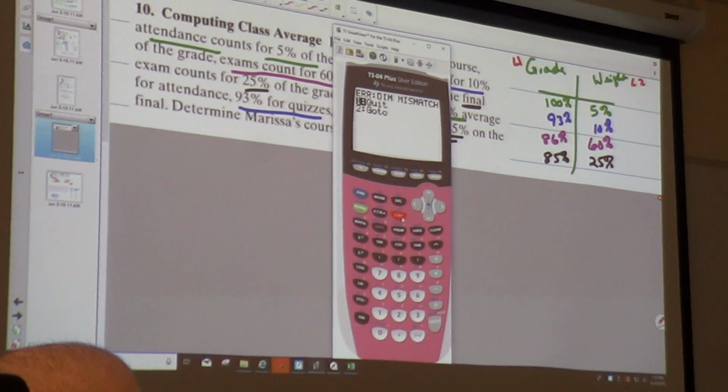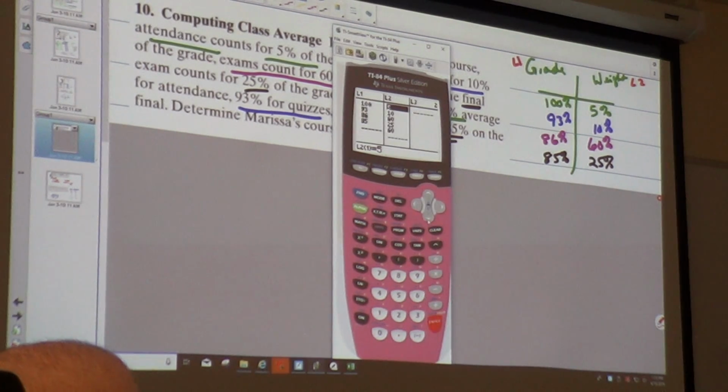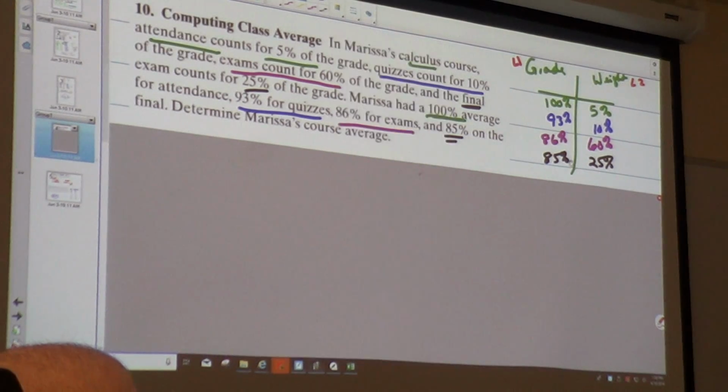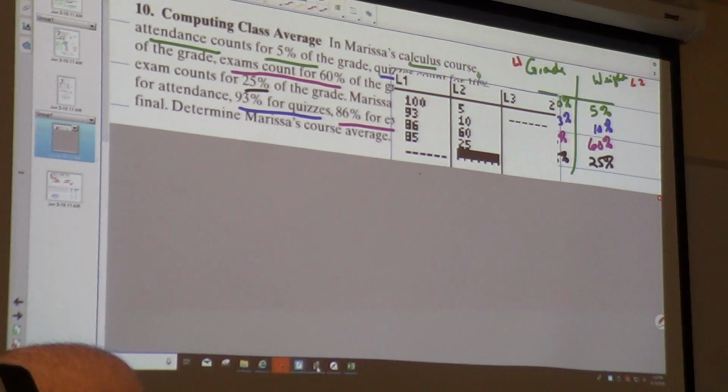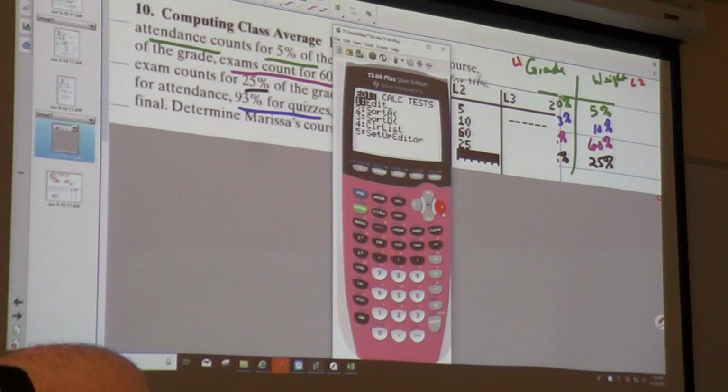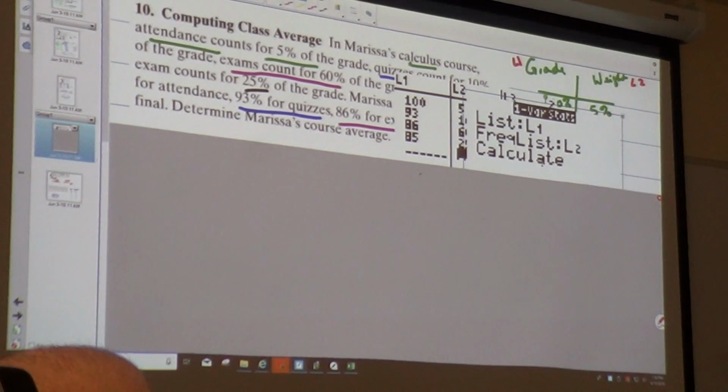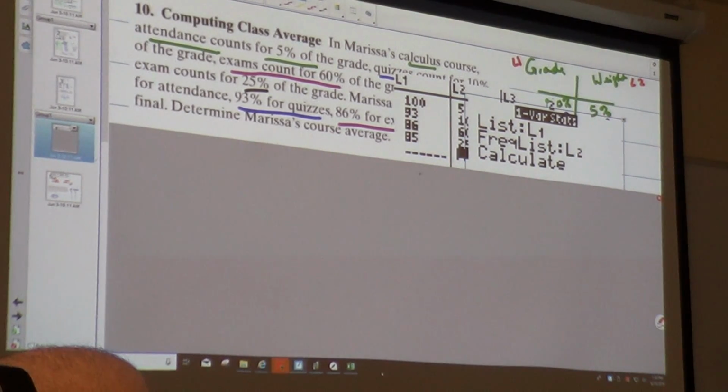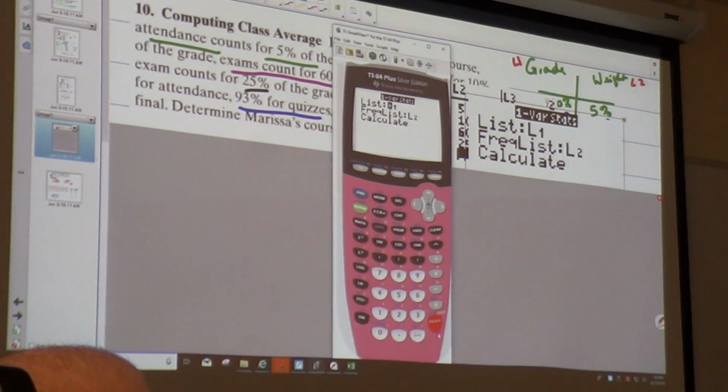So that's when I go back and say, go to what you don't like. And it's saying I don't like that there's not an L2 in there. So I'm going to go in and delete the one that doesn't have a partner. So there's my L1, L2. And then I'm going to stat calc 1-Var Stats, and I'm going to do L1 and L2 because I have two sets of data and those data are related to each other. And then I'm going to calculate it.